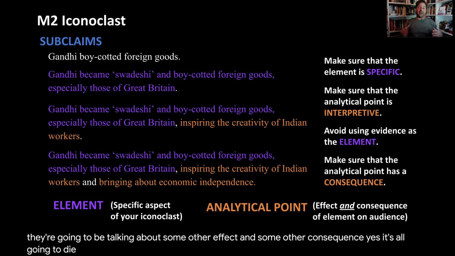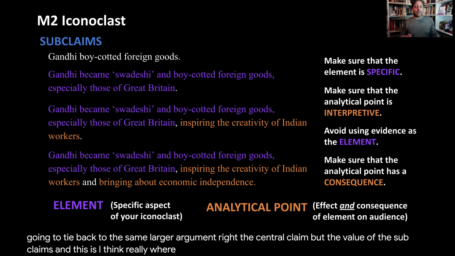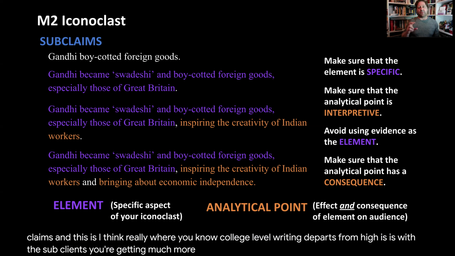Yes, it's all going to tie back to the same larger argument, right? The central claim. But the value of the subclaims, and this is, I think, really where college level writing departs from high school writing, and we talked about this last module, is with the subclaims. You're getting much more, it's almost like each paragraph is its own miniature argument.